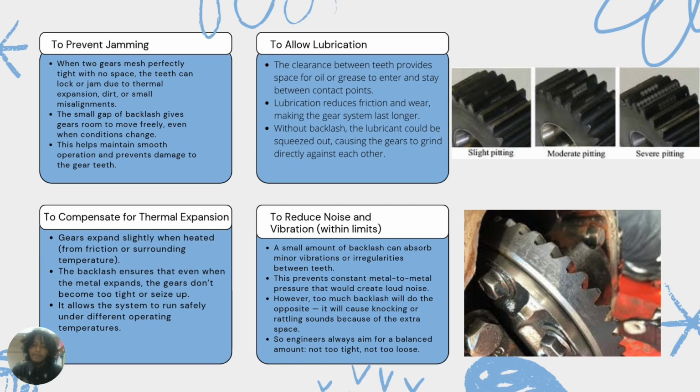So, engineers carefully design gears with the right amount of backlash to ensure smooth, quiet, and long-lasting operation. In conclusion, understanding these elements, gear ratios, driving and driven gears, idler gears, and backlash, is essential to know how transmission systems work. Each one plays a role in balancing speed, torque, direction, and smoothness of operation. Together, they make sure that machines like cars, clocks, and even industrial robots perform efficiently and reliably. Thank you for listening.